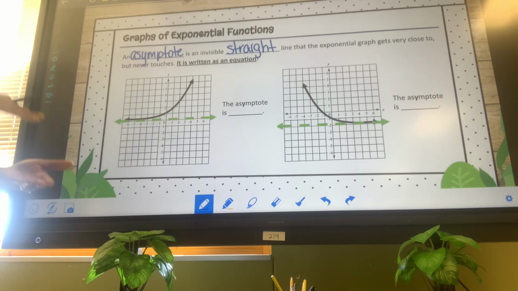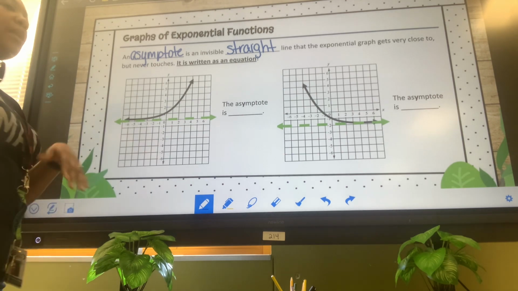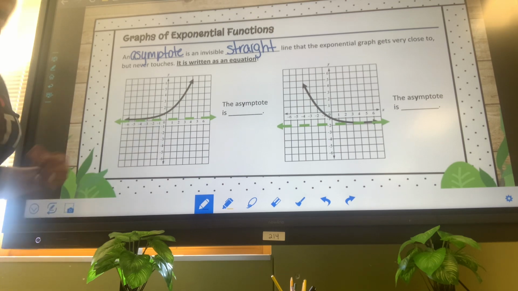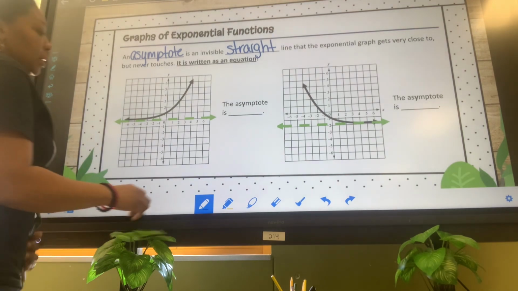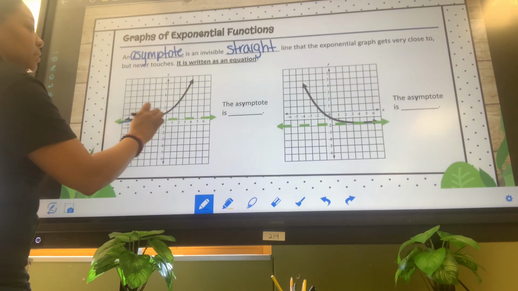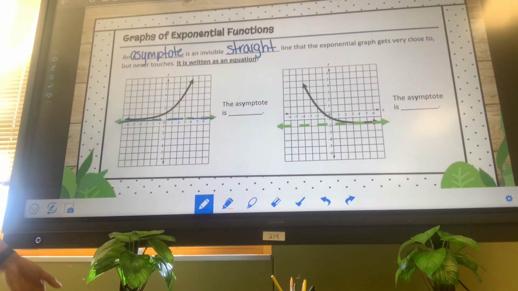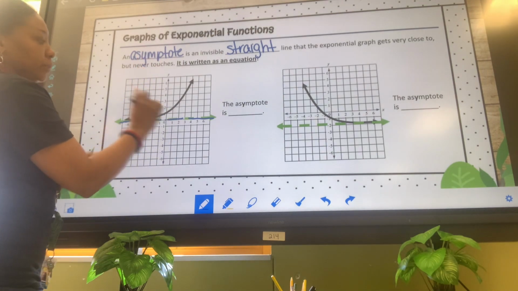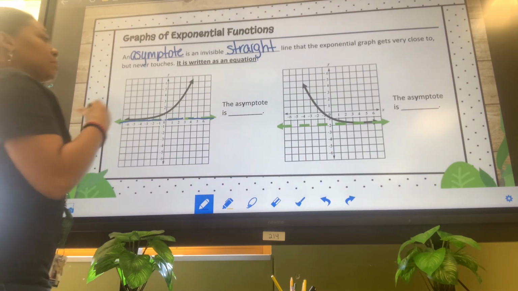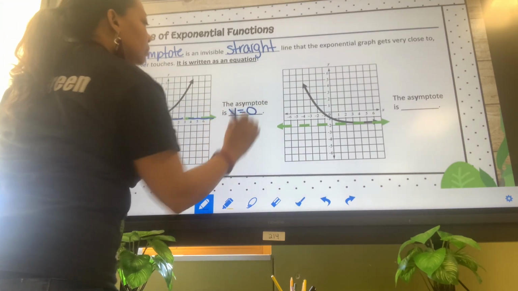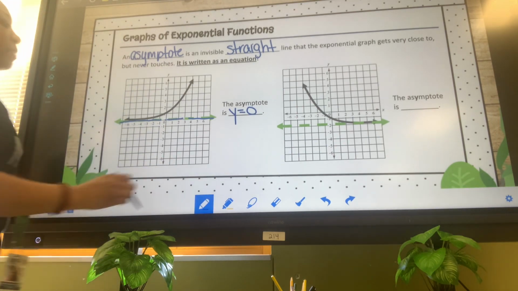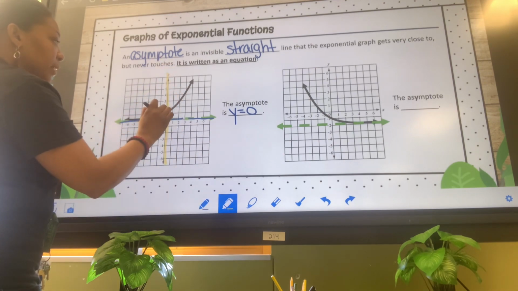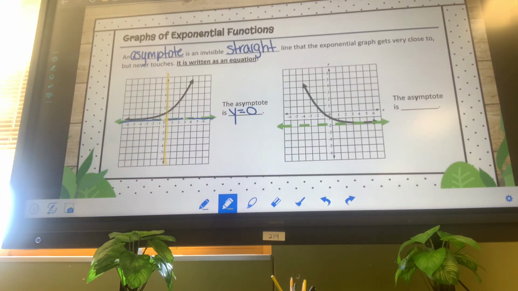Our asymptote is always written as an equation. You can't just say my asymptote is 5 or my asymptote is -2. It has to say y = 5, y = -2. We notice we have a horizontal line. Remember, horizontal lines have equations that say y equals, because it's going to go through your y-axis at a value right here. In this case, our asymptote is y = 0, because it's going through our y-axis right there at the 0.